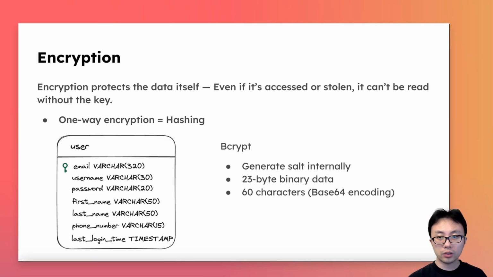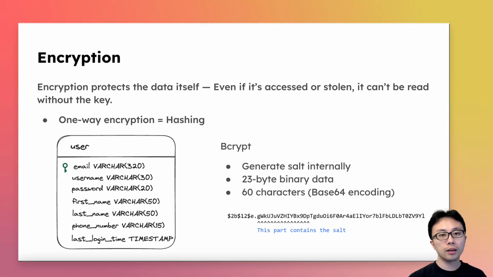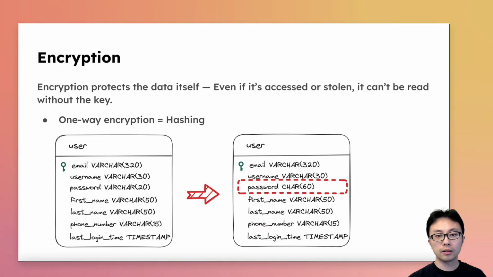Bcrypt generates salt internally and results in a 23-byte binary data after hashing. When you convert the binary data to strings using base 64 encoding, all hashed passwords will be 60 characters long. Since salts are unique to each password, you do need to store them, but bcrypt handles that as well. So all you need to do is to make sure that the password column has enough space to store the strings in the hashed format. Like this. As you can see, the change introduced to the database design is very small, yet critical.